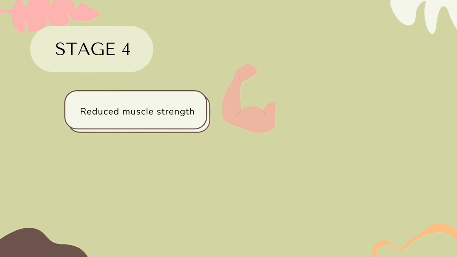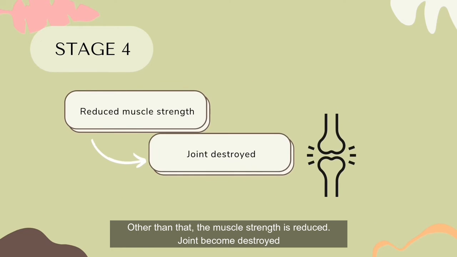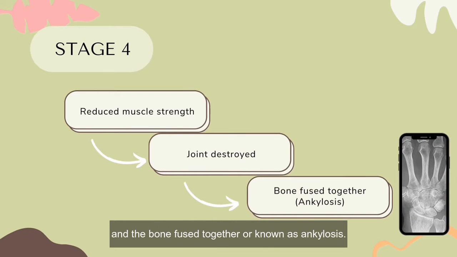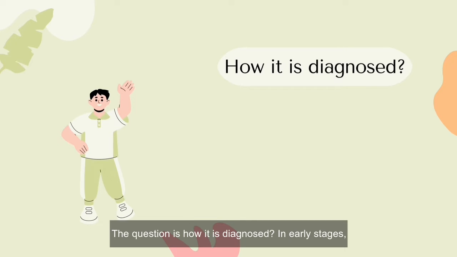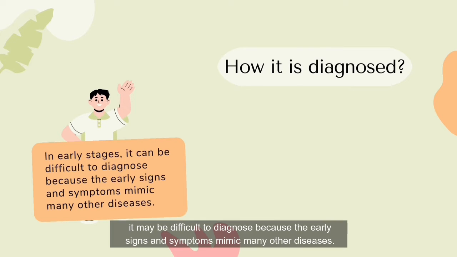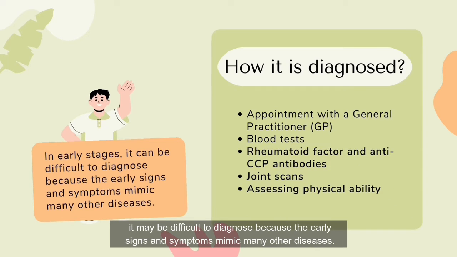Other than that, the muscle strength is reduced, joints become destroyed, and the bones fuse together, known as ankylosis. The question is, how is it diagnosed? In early stages, it may be difficult to diagnose because the early signs and symptoms mimic many other diseases. There are 5 ways to diagnose rheumatoid arthritis.